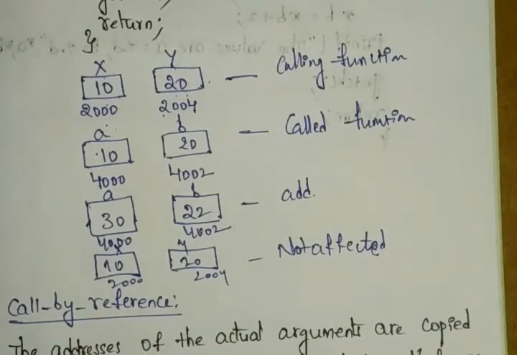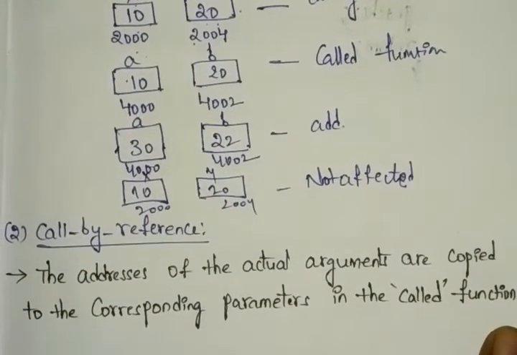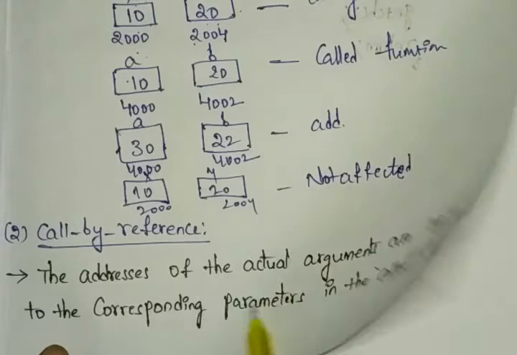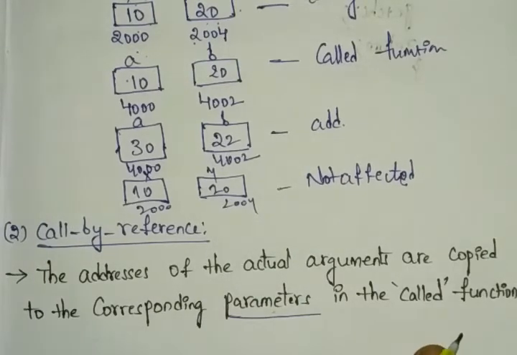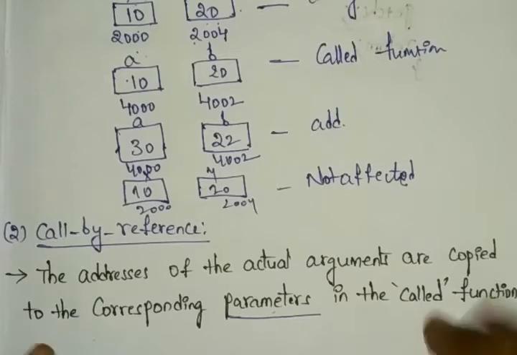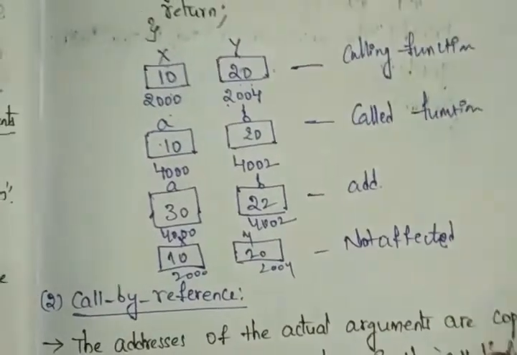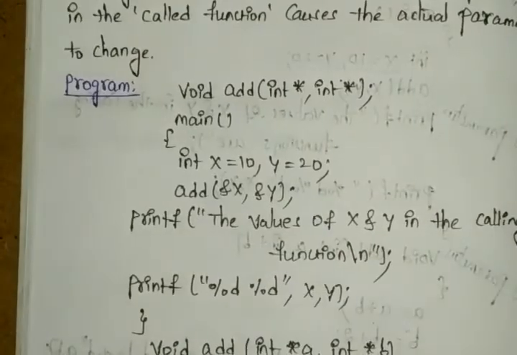Next we have call by reference. Call by reference is the opposite of call by value. It is also taking the actual arguments into our formal parameters, meaning the actual parameters are also copied into the corresponding parameters, which are the formal parameters of the called function. So this step is the same for call by value and call by reference. But when you are doing modifications, you can see what changes happen here.